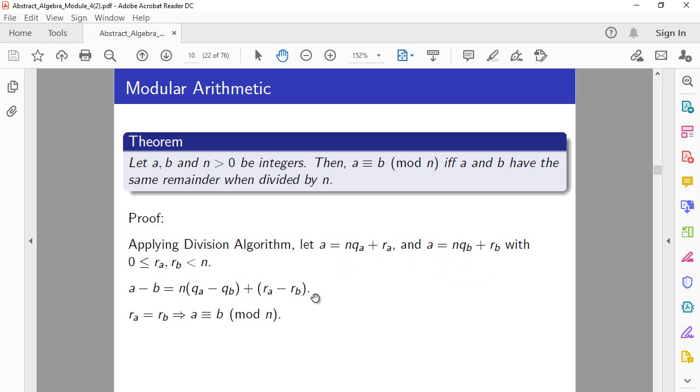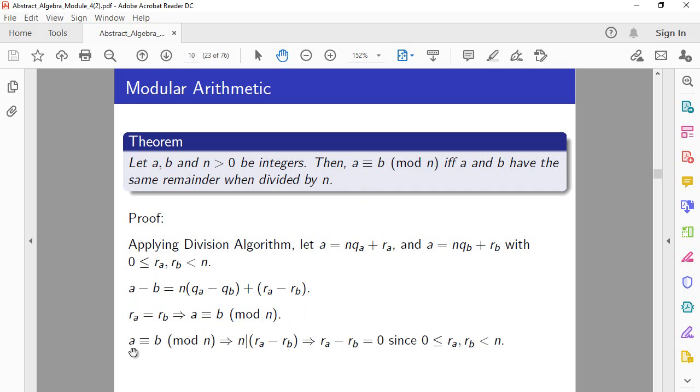Now, I'm assuming that a and b have the same remainder when divided by n, that is, ra and rb are equal. Then this would be 0, and if this is 0, then we see that a minus b is a multiple of n, so it's divisible by n, and so a is congruent to b mod n. So if a and b have the same remainder when divided by n, then a and b are congruent to each other modulo n.